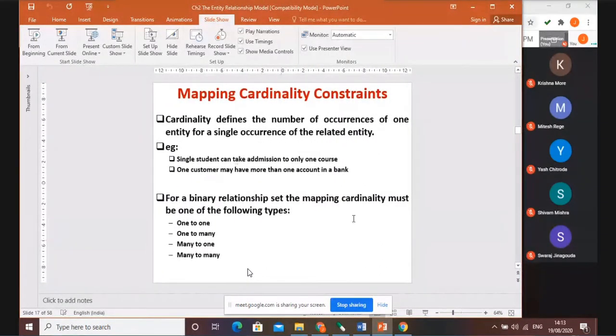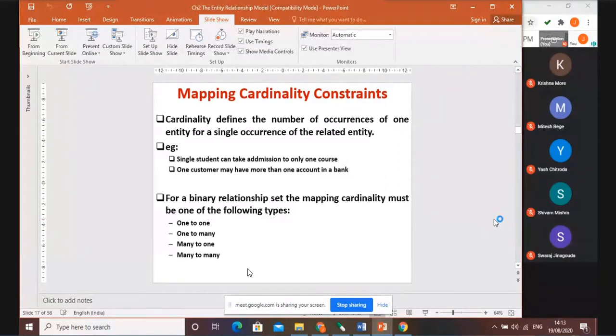Okay. So in the last lecture we have already covered two types of this, one-to-one and one-to-many. I'll just go through that so that we get linked with it. So cardinality or multiplicity is nothing but the number of occurrences of one entity for a single occurrence of the related entity. That is, the number of entities from one entity set participating in a connected or attached relationship set. That is known as cardinality or multiplicity.